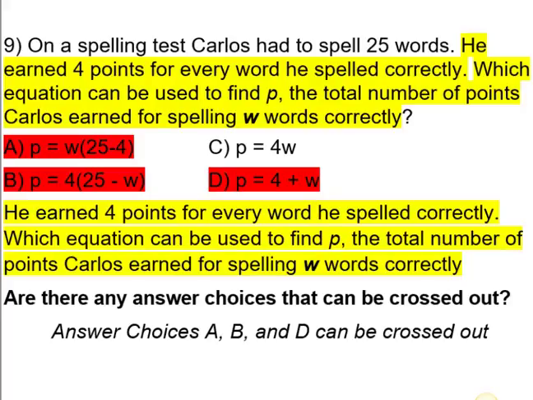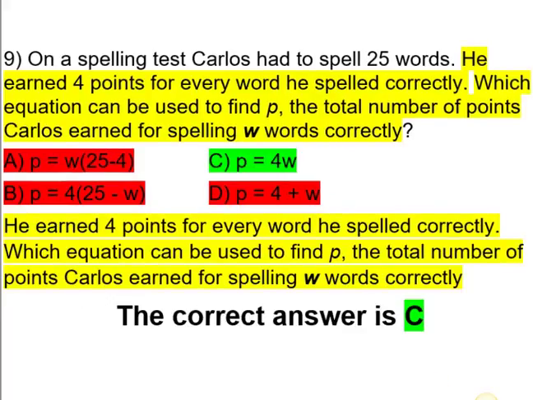Okay. And also for D, P is equal to 4 plus W. Well, adding 4 to the number of words he got correctly wouldn't help us to find out how many points he got, because it's adding. What we need to do is multiply. So our correct answer is C. P is equal to 4 times W. So for every word that Carlos spells correctly, he receives 4 points.